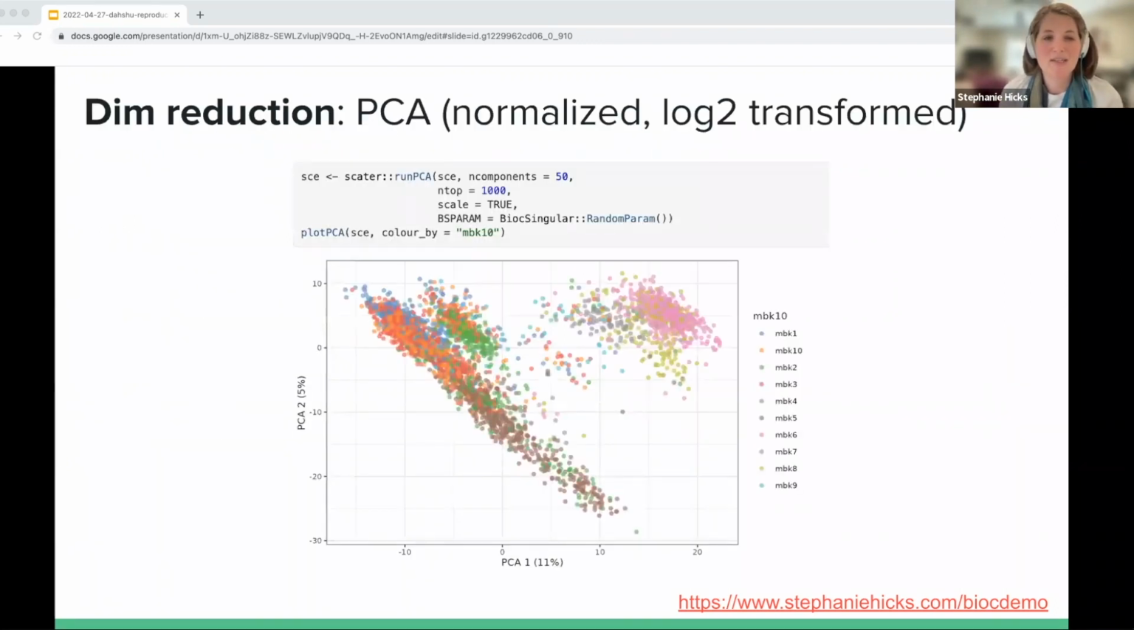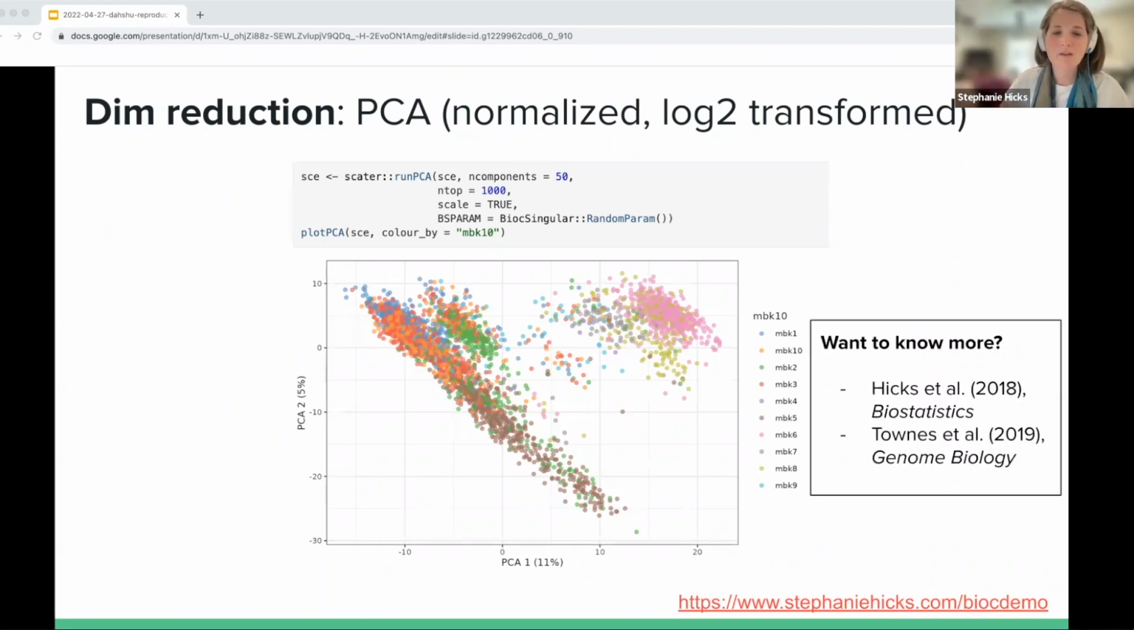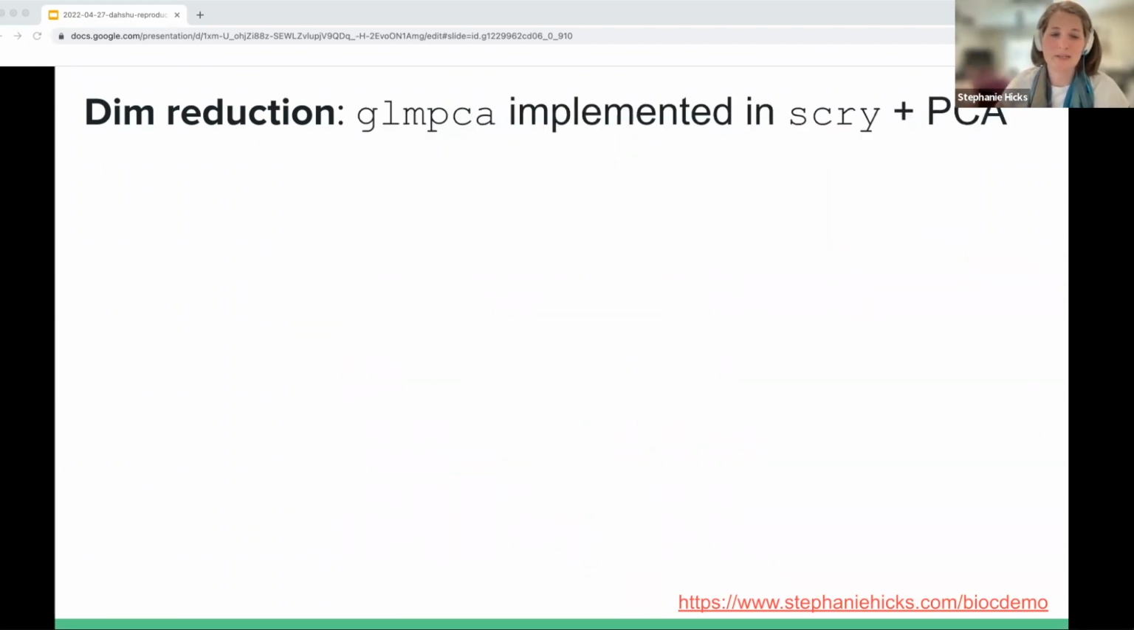So the first thing I'll show you is what we do with the standard technique. This is PCA applied to the normalized data followed by log2 transformation. I am showing you a function called runPCA in the scater package. And what you see are the low dimensional representations of these 4,000 cells. And you see these elongated shapes, like I showed you before in the null residuals, the negative control data. That's essentially what's being driven here. If you plot PC1 against the fraction of zeros, you'll find a strong correlation. And if you want to know more, you can go to the two publications that I talked about.